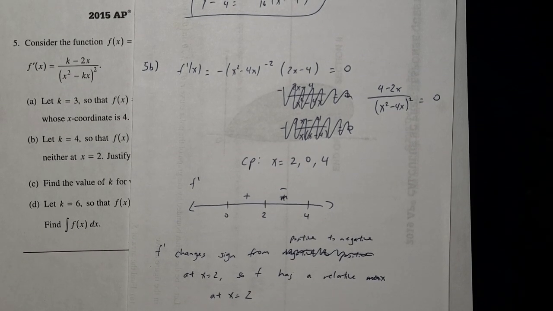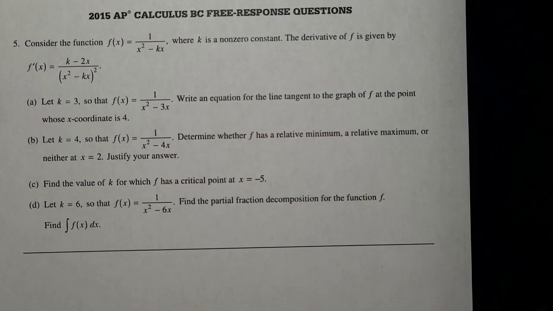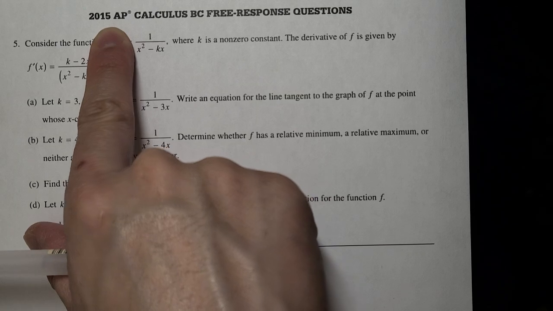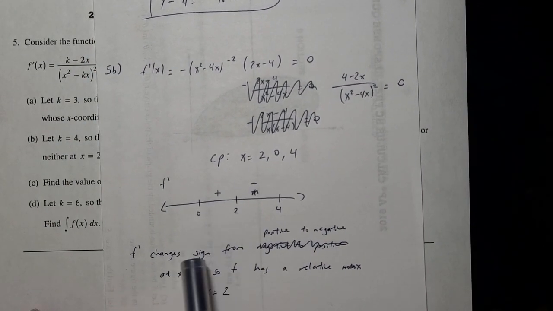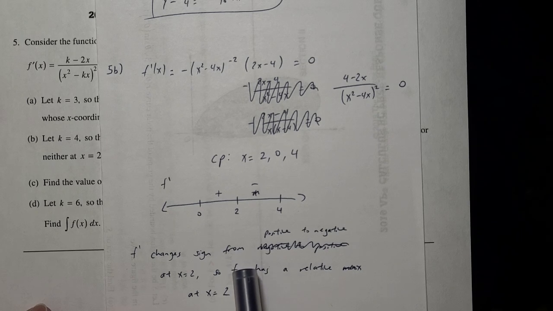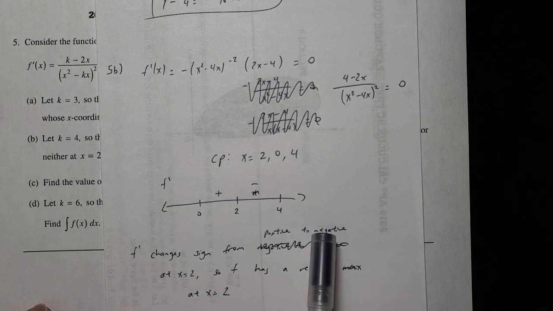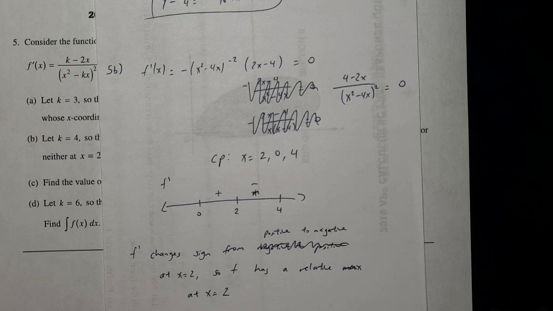Okay, you can definitely look at the scoring guidelines in more detail. You see what gets you the point. Actually, if it's 2015, it might be more vague, but the important points, at least for me, are especially this positive negative. So you have to say f prime goes from positive to negative, so that's why f has a relative max at x is equal to 2.